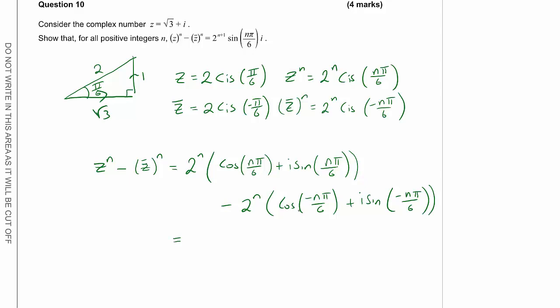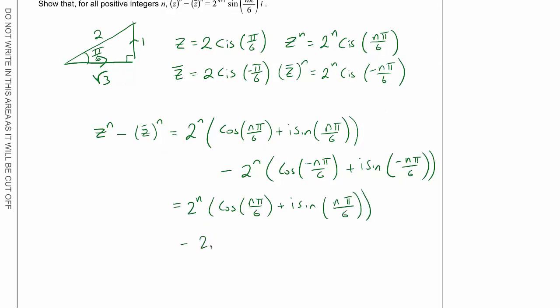Now, cosine is an even function and sine is an odd function. So what we have is 2 to the n cos n pi by 6 plus i sine n pi by 6. Now, because cos is an even function, not 2 to the n, here this one will be the same as cos n pi by 6, but this one will be negative i sine n pi by 6.